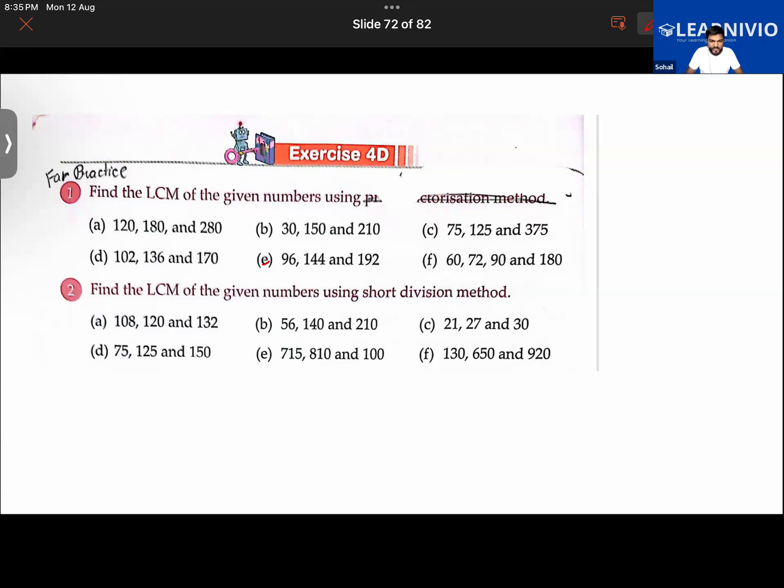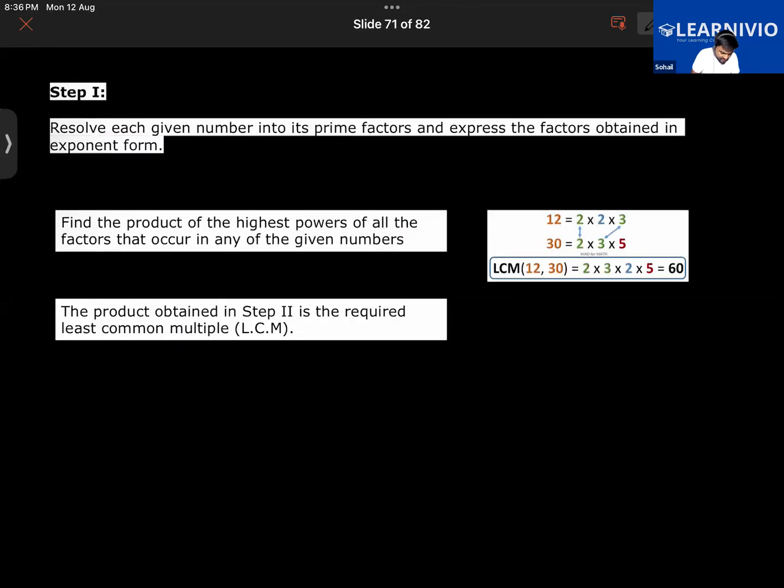Okay then, Sumaya, we were doing exercise 4D. Now let us continue from here. Question number B, I think we discussed. Now question number A, I'm giving this to Sumaya, and question number F I'm giving to Habib. But first of all, I'm again going to discuss one example with all of you. Then we are going to continue solving the questions.